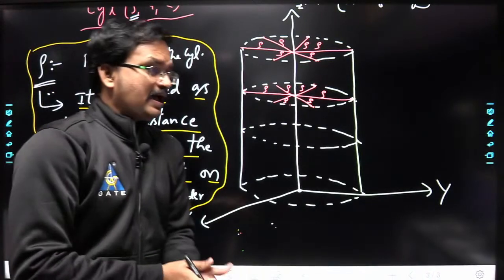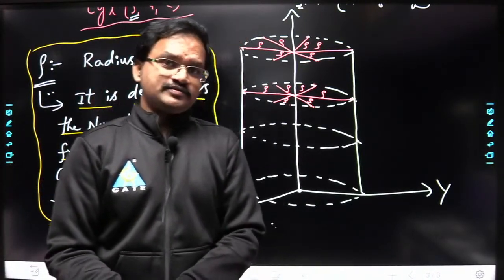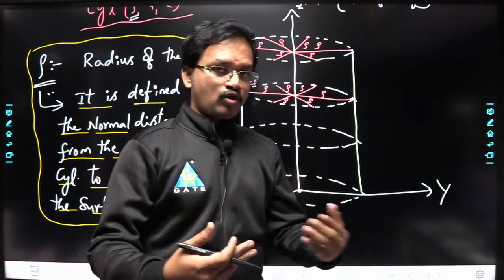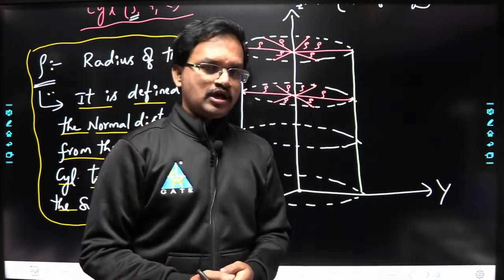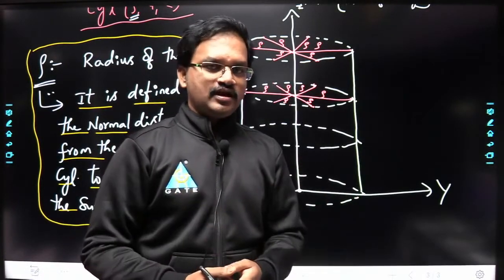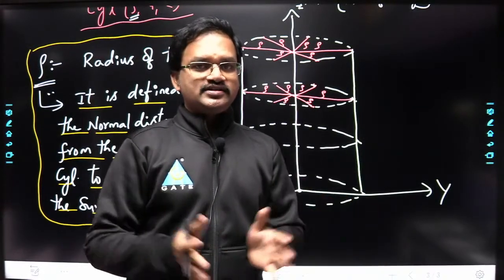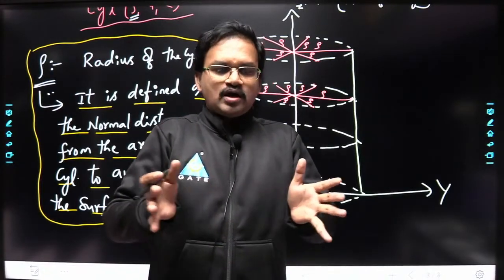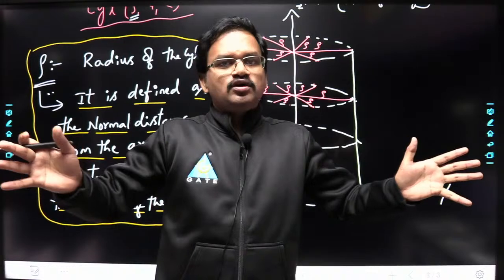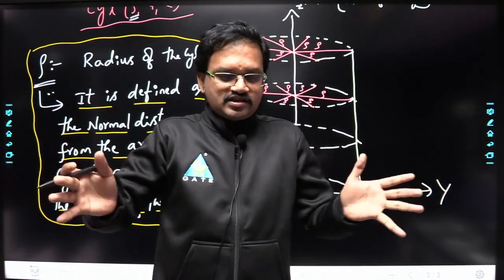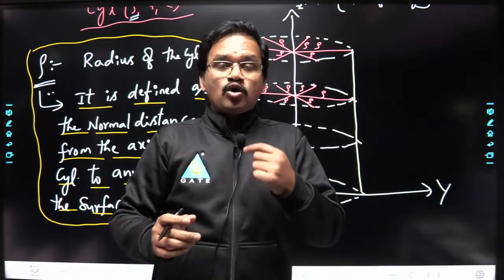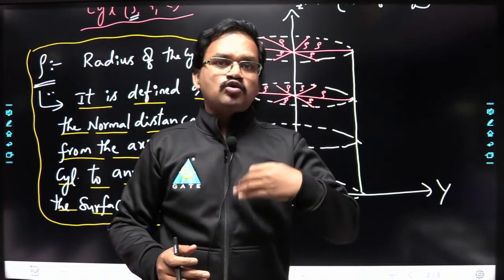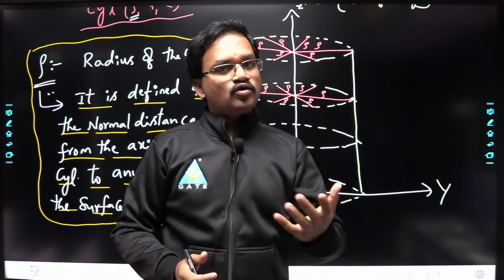Now as rho varies here, what happens to the size of the cylinder? That means we have to get the feel for rho. So what happens as rho varies? As rho changes, the size of the cylinder is going to change. As rho increases, the size of the cylinder also increases. As rho decreases, the size of the cylinder also decreases. So rho will give you the feel for the size of the cylinder. As rho varies, the size of the cylinder is also going to vary.